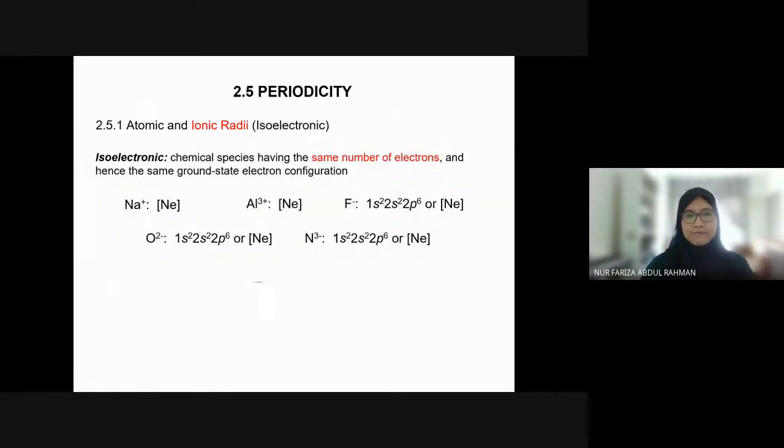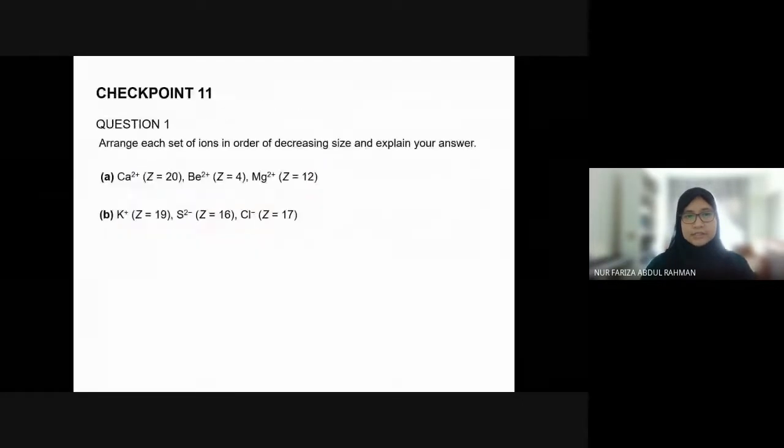And then we have one question related to ions. Arrange each set of ions in order of decreasing size and explain your answer. Calcium 2+, beryllium 2+, magnesium 2+.